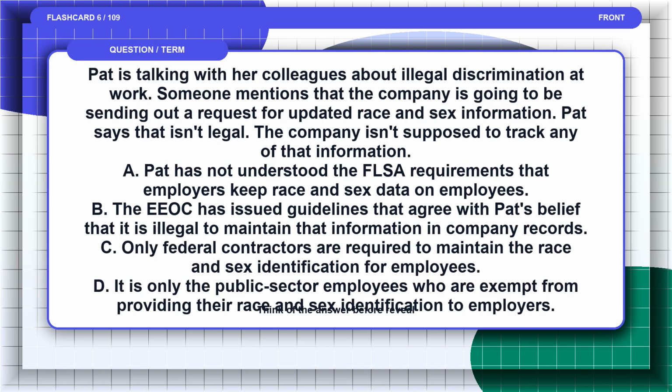Flashcard 6. Pat is talking with her colleagues about illegal discrimination at work. Someone mentions that the company is going to be sending out a request for updated race and sex information. Pat says that isn't legal. The company isn't supposed to track any of that information.